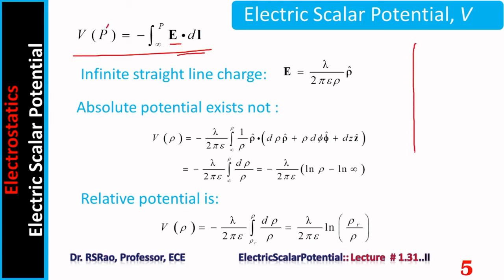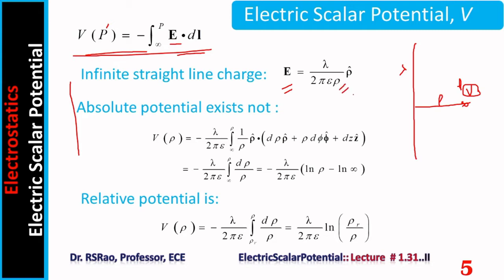Graphically, I can say like this: here is some charge with the density lambda, here is a point, and this point is at a distance of rho. What is V here? Using V equal to minus integral E dot dl, here I am going to illustrate how V can be found. First we should have the expression for E. This expression for infinite straight line charge is lambda by 2 pi epsilon rho, in the rho cap direction.